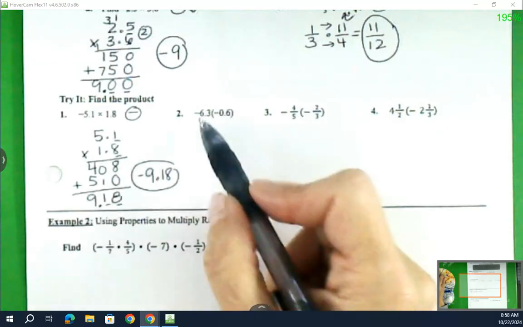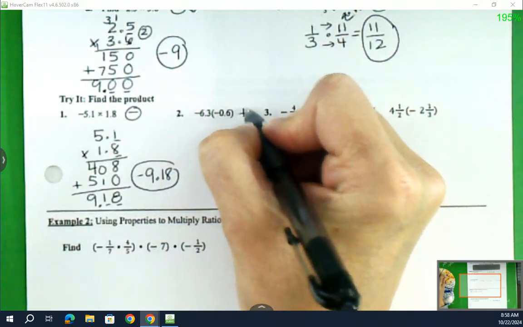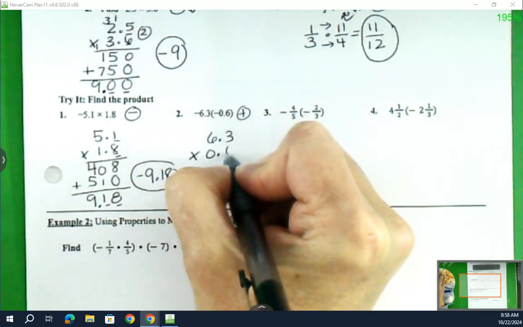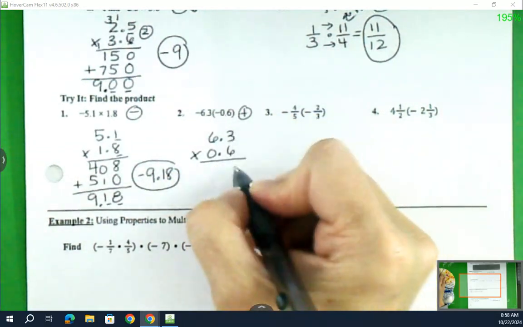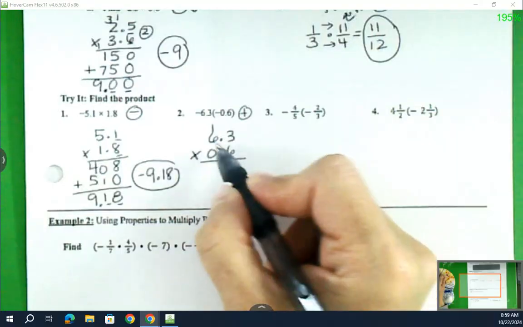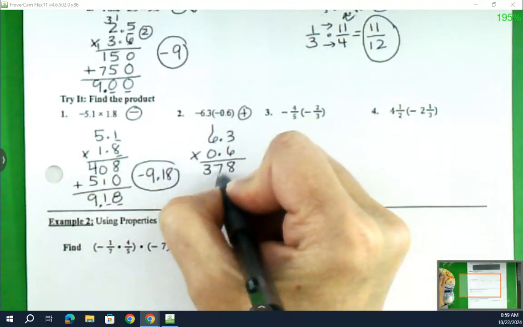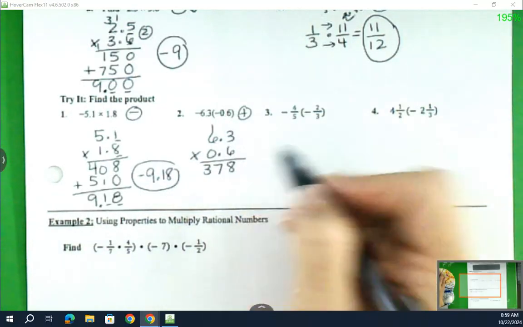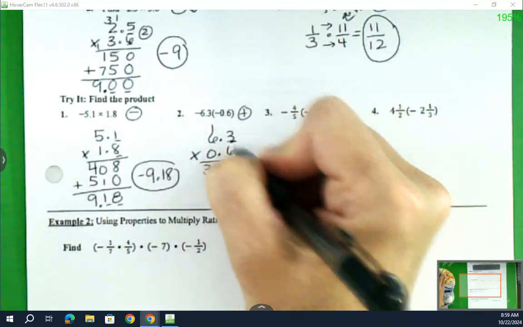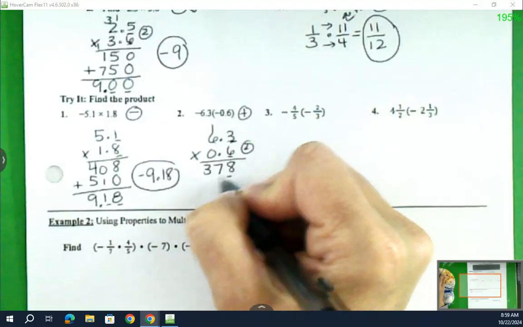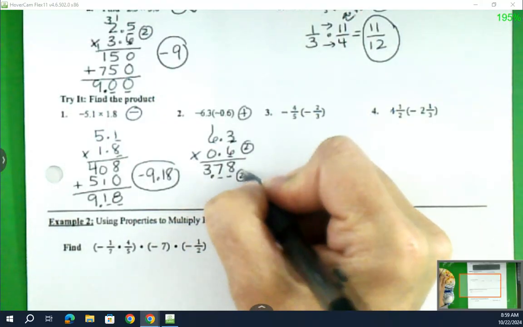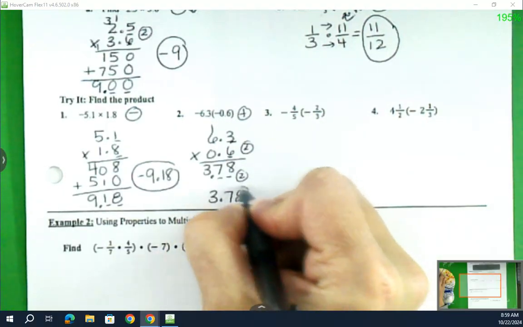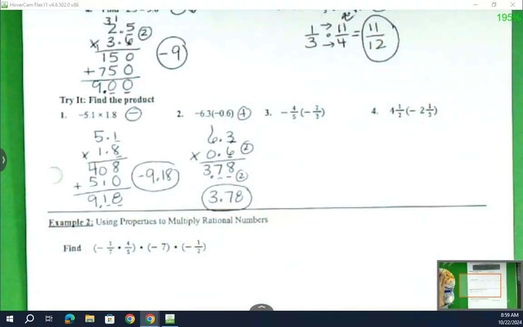Okay, for number 2, we have a negative times a negative. That's going to give us a positive answer. We have 6.3 times 0.6. 6 times 3 is 18. Carry the 1. 6 times 6 is 36, plus the 1 is 37. If we did put a 0 here and multiply, we're just going to have a row of zeros. So we're actually done with this problem. 1, 2 for our decimal places. 3.78, and our answer is positive, so 3.78 for question number 2.